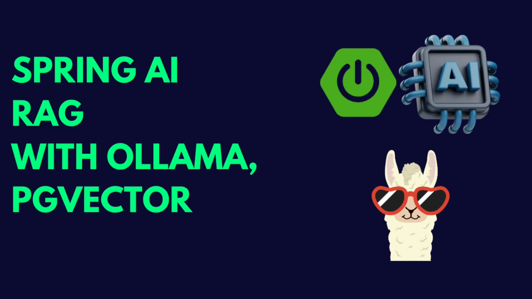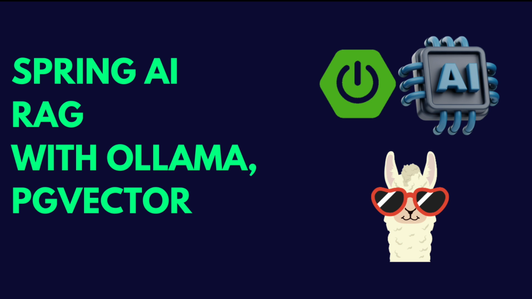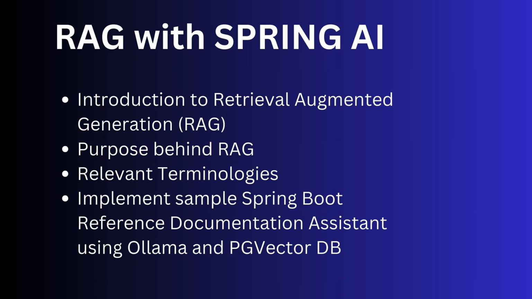In this video, you will learn how to implement Retrieval Augmented Generation, also called RAG, with Spring AI using Ollama and PG Vector database. We'll start off by understanding the purpose of Retrieval Augmented Generation, and then we will discuss some terminologies that are associated with it.